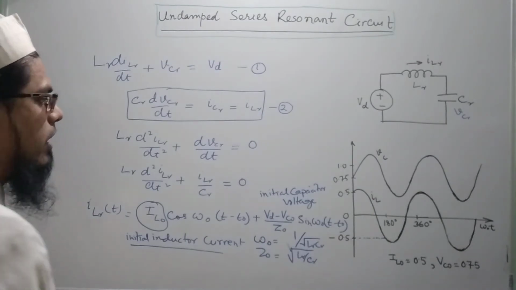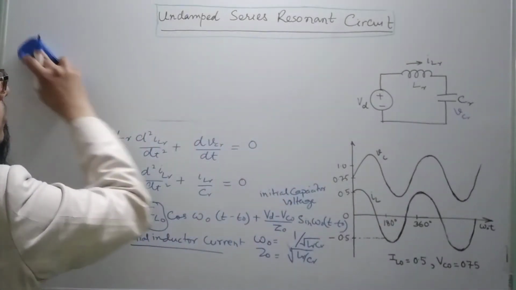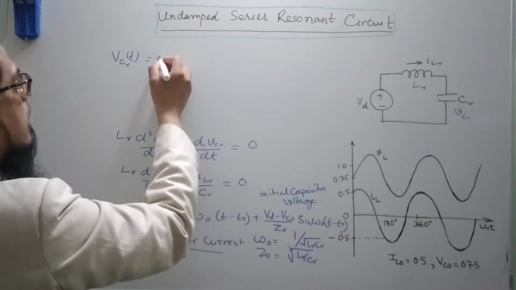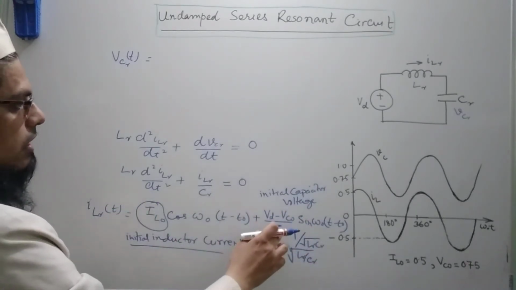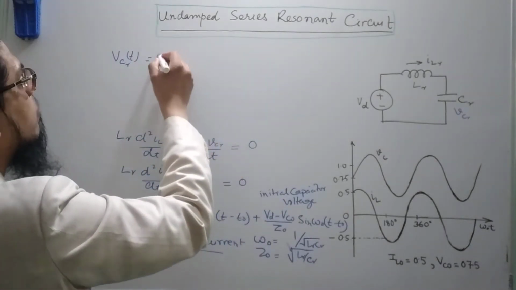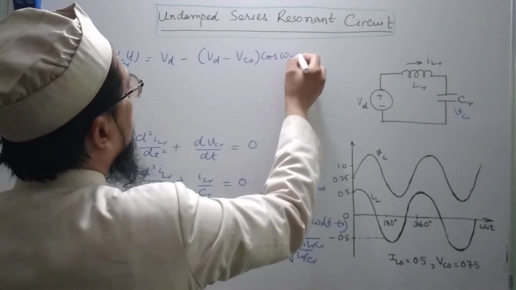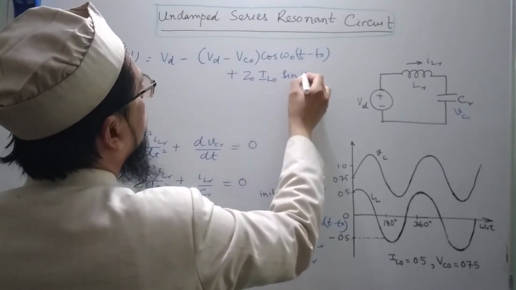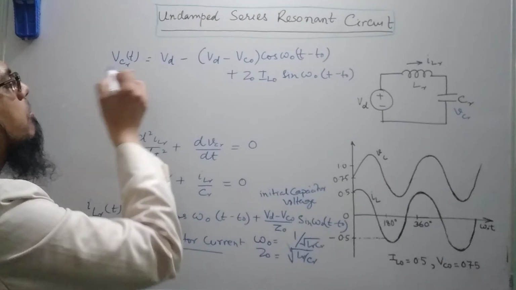Now let me write down the equation for VC also. Once we have obtained this ILR, we can easily obtain VCR as a function of t by differentiating it once, using the relation I had written here. So VCR(t) is equal to VD minus (VD minus VC0) cos(omega0 (t minus t0)) plus Z0 IL0 sin(omega0 (t minus t0)). So this is the expression for the voltage that will be appearing across the capacitor.